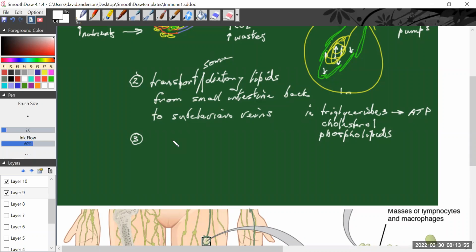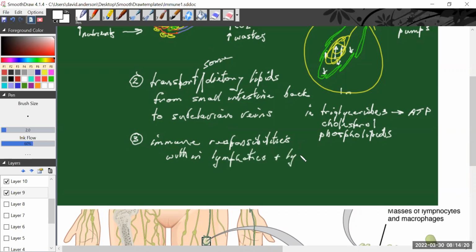And the third function for the lymphatic system is that it's got immune responsibilities, which is the topic that we want to focus on today. So immune responsibilities within the vessels and lymph organs associated with the lymphatics. Nodes and spleen are the big ones.